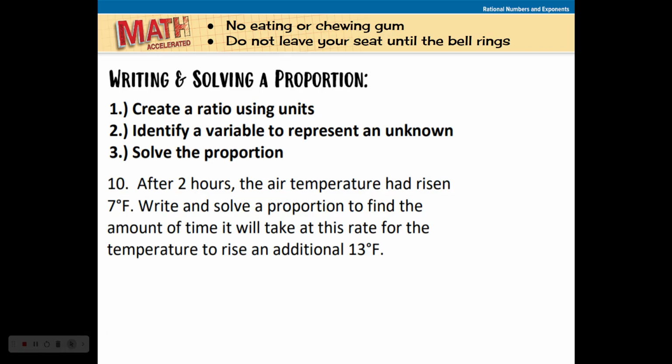Here's the first one. After 2 hours, the air temperature had risen 7 degrees. Write and solve a proportion to find the amount of time it will take at this rate for the temperature to rise an additional 13 degrees. So we compare 2 hours to 7 degrees. So the other ratio should be hours to degrees. So we know the degrees. We're being asked for the hours, so hours would be the variable. So our proportion is 2 over 7 equals x over 13.